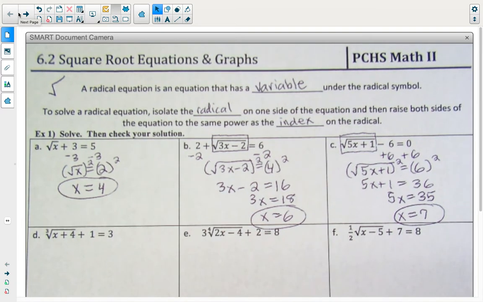Again, we'll make sure we're checking our work. You can type this into Desmos. So if you're going to check your work, you take the number 7, substitute it in here, and you do the square root of 5 times 7 plus 1, subtract 6 from all that, and it should give you 0. It works out, but that's a good idea for you to go ahead and get in the habit of checking your work. Now let's mix it up a little bit.